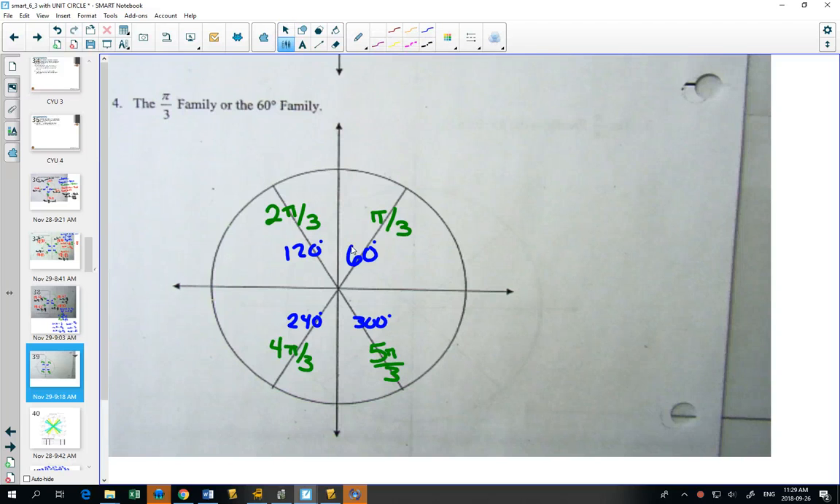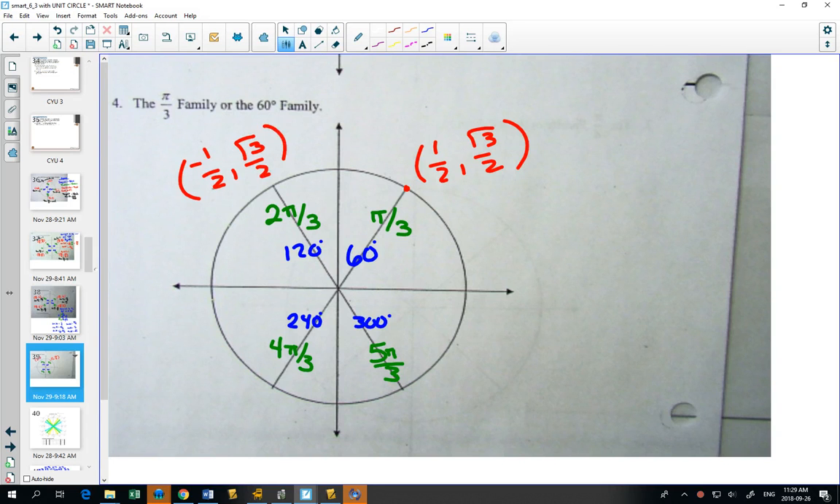Okay, coordinates. 1/2, root 3 over 2. Negative 1/2, root 3 over 2. Negative 1/2, negative root 3 over 2. And 1/2, negative root 3 over 2.